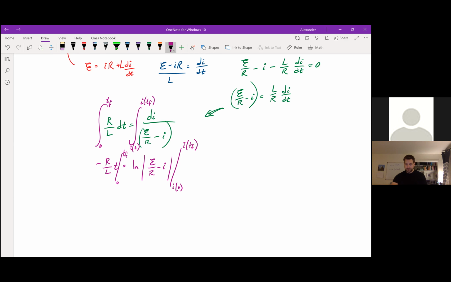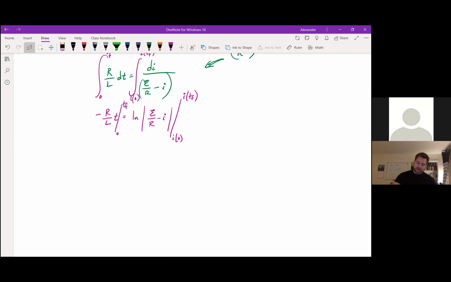All right, let's plug in the bounds. On the left-hand side, just t sub F. On the right-hand side, we have the natural log of what we get when we plug in the upper bound minus what we get when we plug in the lower bound. All right. The rules for logs: the subtraction of two logs is the log of the quotient.